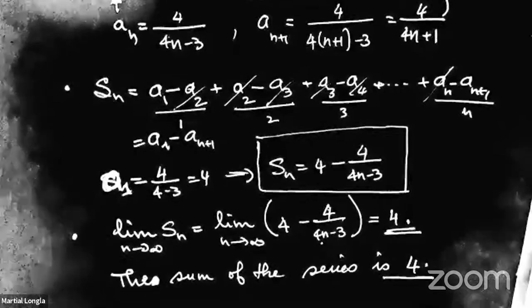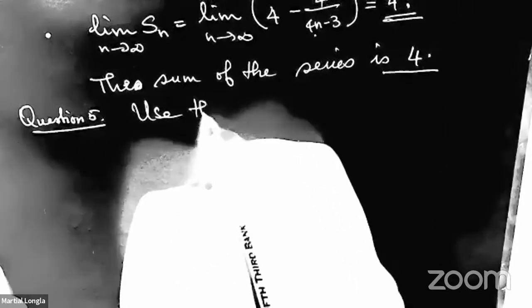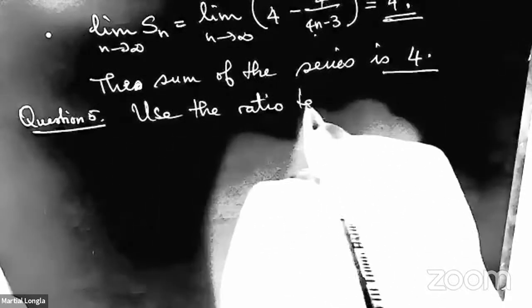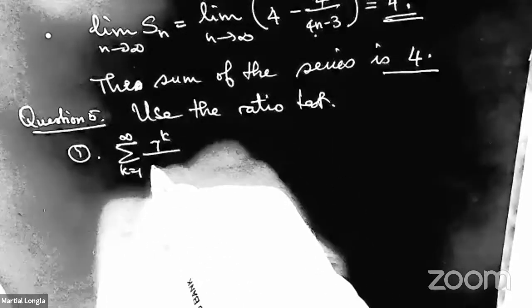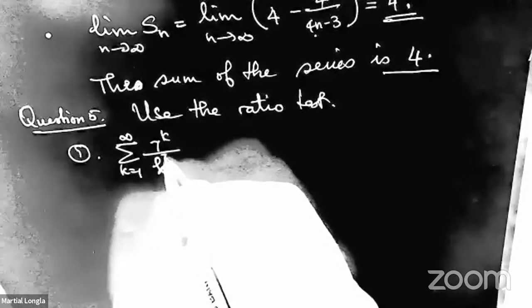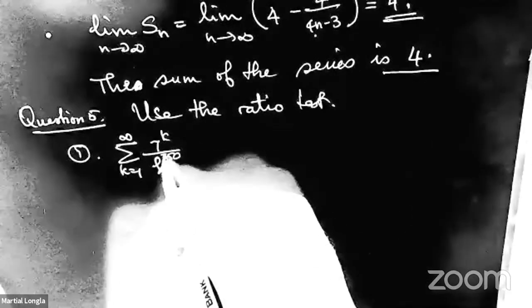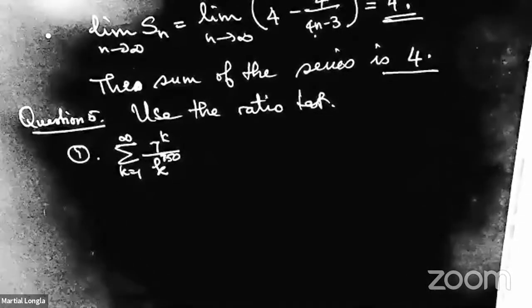So the next thing is a ratio test. Question 5. Use the ratio test. First thing here, sum k from 1 to infinity, 7 to the power k over k to the power 750. Technically, when they put these things here, and you see 7 to the power 750, you know that it should be something stupid that is not going to play any major role.